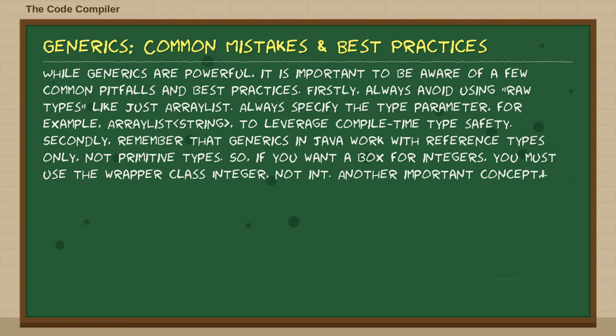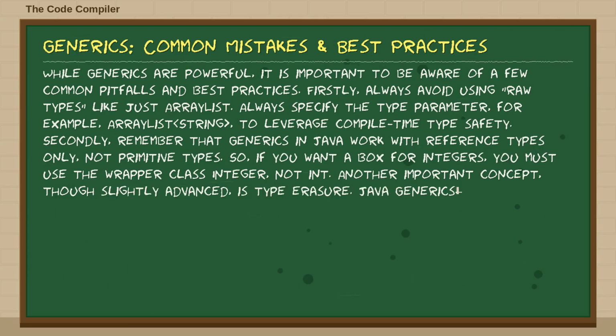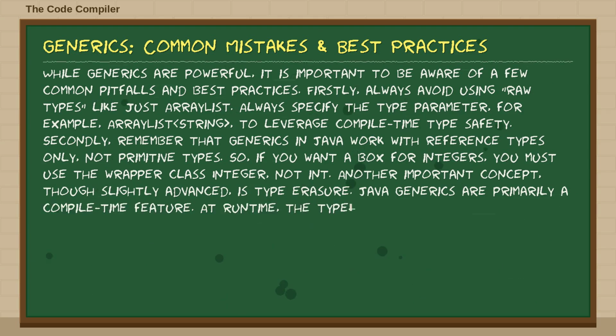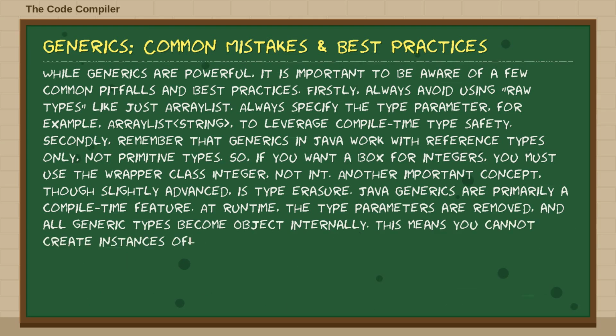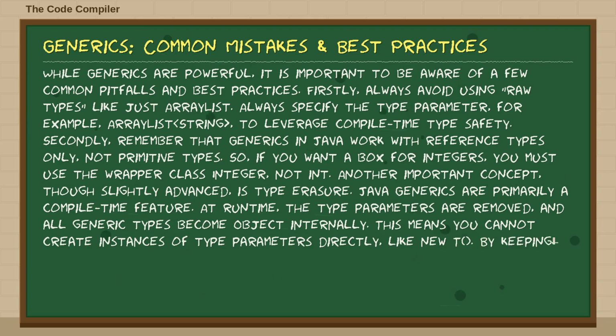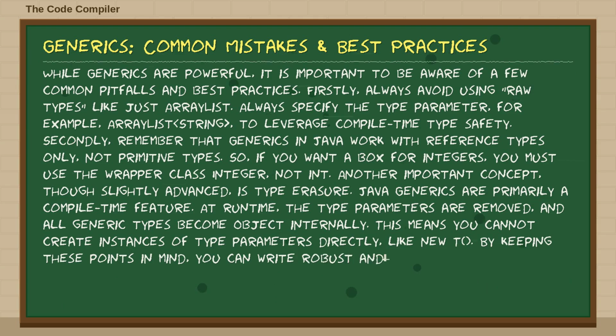Another important concept, though slightly advanced, is type erasure. Java generics are primarily a compile-time feature. At runtime, the type parameters are removed, and all generic types become Object internally. This means you cannot create instances of type parameters directly, like new T. By keeping these points in mind, you can write robust and error-free generic code.